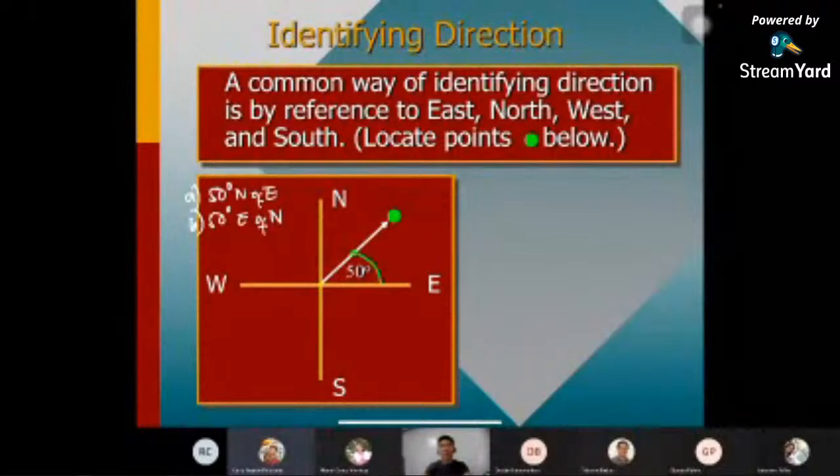Volunteer? Oh, si Rex na naman. Si Mariel. Sige, si Mariel muna. Mariel, what's the answer? North of east. 50 north of east. Very good.